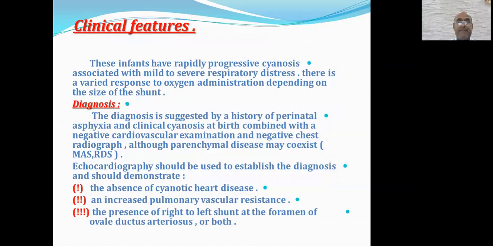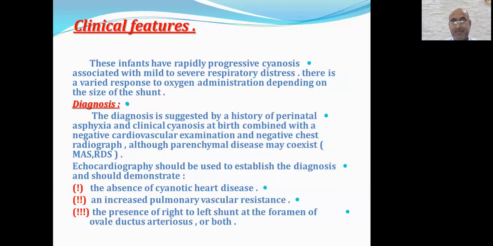How do we know the clinical features of this newborn? The infant has rapidly progressive cyanosis associated with mild to severe respiratory distress. There is a varied response to oxygen administration depending on the size of the shunt. Here, the response to oxygen is less in comparison to other lung problems.